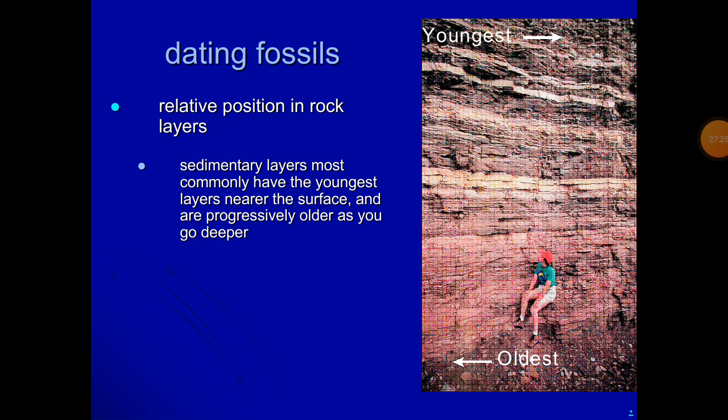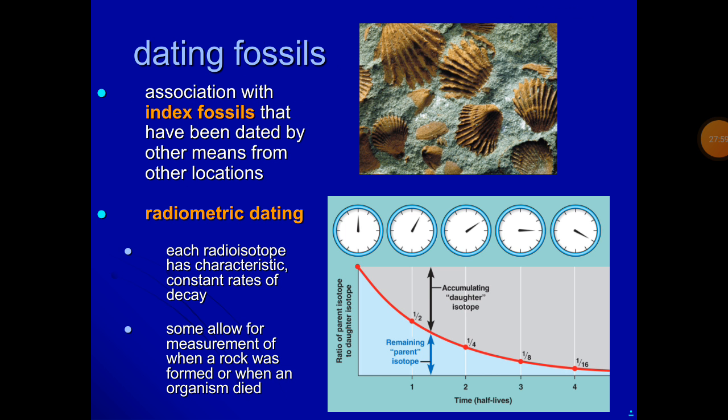Next is how to date fossils. First, relative position in rock layers. Sedimentary layers most commonly have the youngest layers near the surface and are progressively older as you go deeper. From the oldest layer, that was maybe formed billions or millions of years ago, to the latest layers, which were formed thousands or hundreds of years ago.